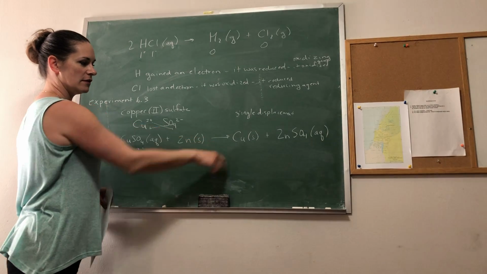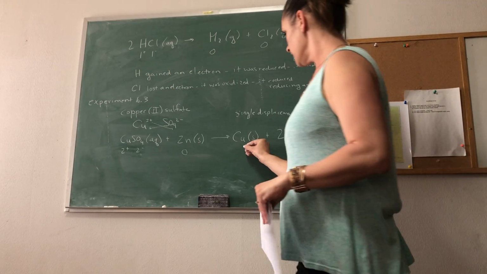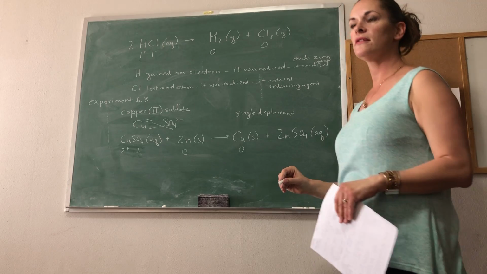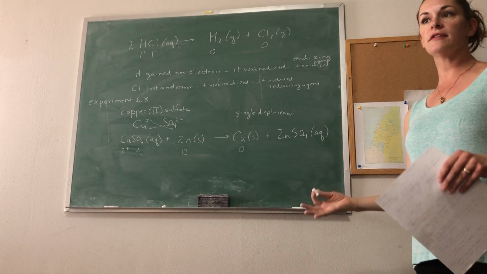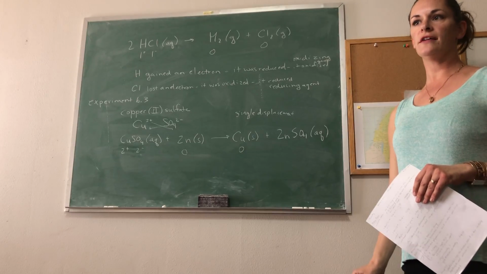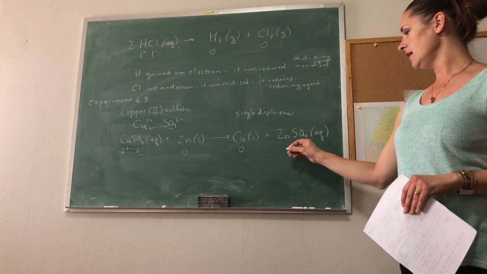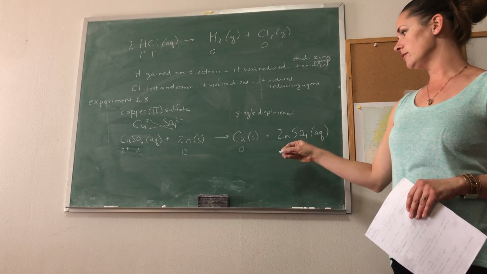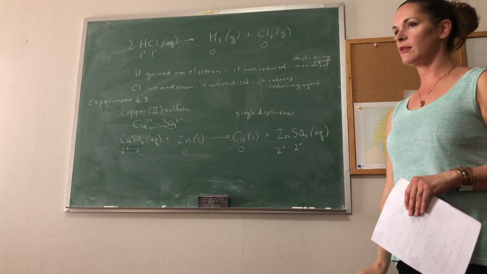Now over here, our copper is 0. Now this is just a metal. It's not an ion, it's just a solid metal. Just like the zinc was, now the copper is. And here, SO4 we know is 2 minus. So we know that must be 2 plus.